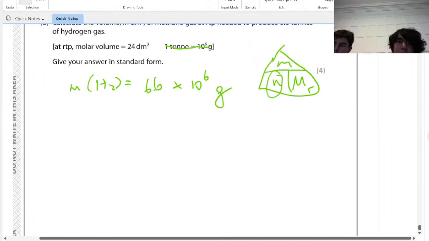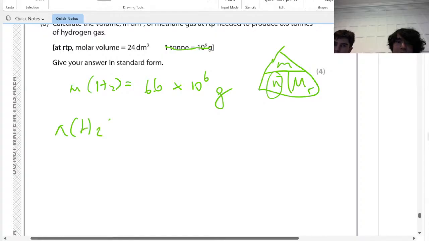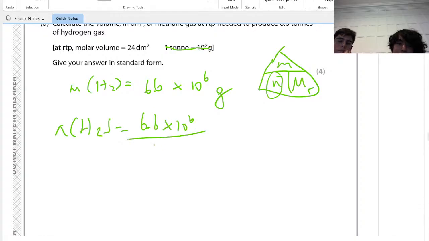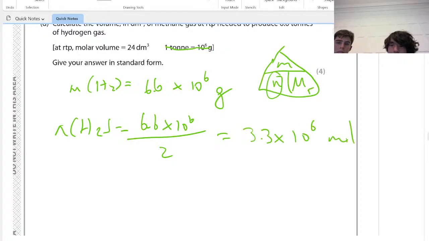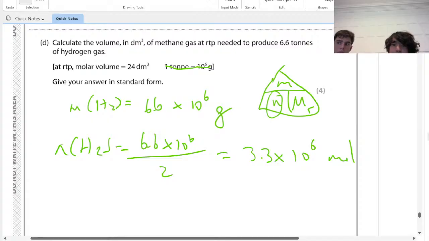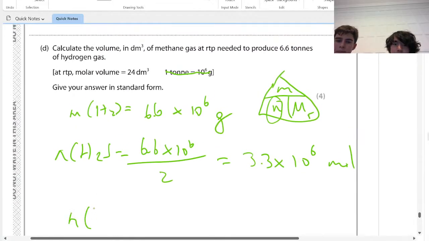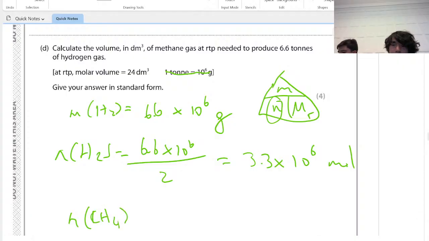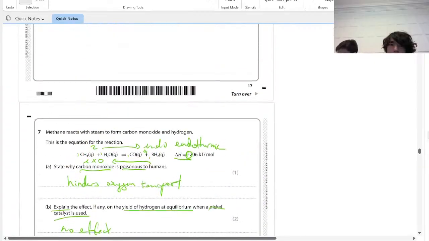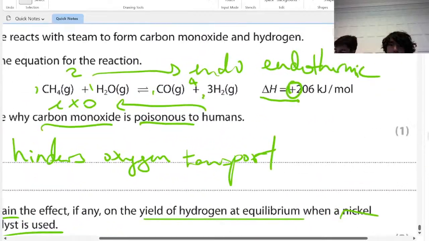So the moles is 6.6 times 10 to the 6 divided by 2, because H2 has 2 hydrogens. So that's going to be 3.3 times 10 to the 6 moles. Then we want to get the moles of methane gas. Check the Wi-Fi doesn't conk out.